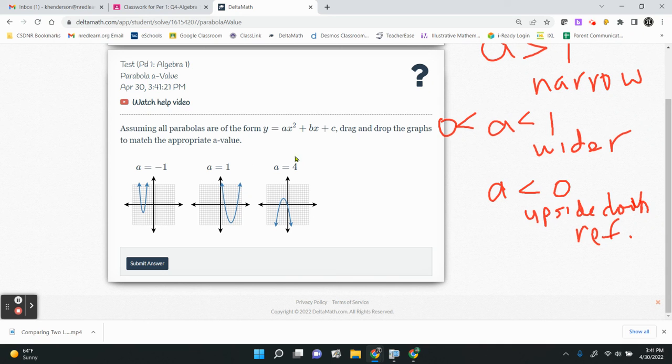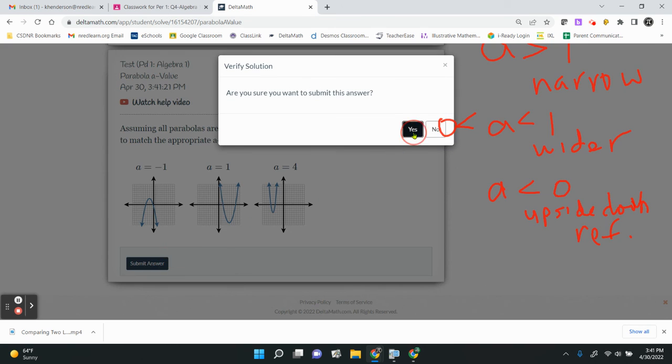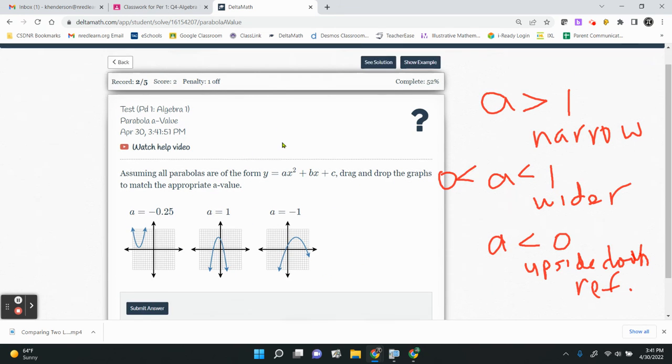All right, so I'm looking for ones that are negative first, because those are the easiest ones to figure out because they are upside down. And then the higher the number, the skinnier or more narrow the parabola. So 4 is higher than 1, so 4 should be more narrow or stretched. So I'm going to swap this. What? That wasn't supposed to happen. Okay, there we go. That's what you got to do. Submit my answer. And let's do this one more time.